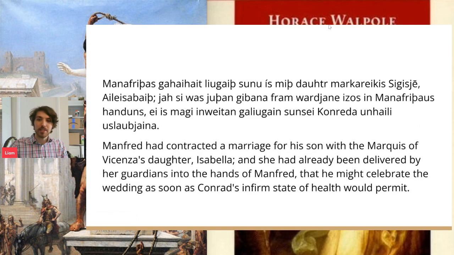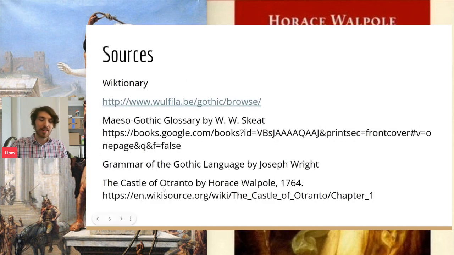And that's pretty much it. So we have my sources real quick. I just slapped these on here. You should not take this as a lesson. This is not how you should do sources normally. But yeah, these are the sources though, I guess. So Castle of Otranto, Grammar of the Gothic Language by Joseph Wright. I do have a physical copy of that actually, about 100 years old. And then this glossary, Wiktionary is very useful. And then you have the Gothic Bible online here at wulfila.be/gothic/browse.